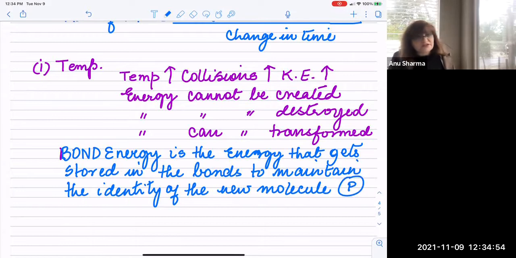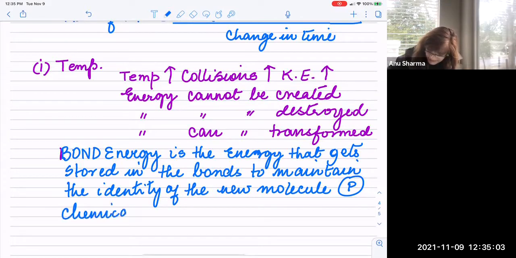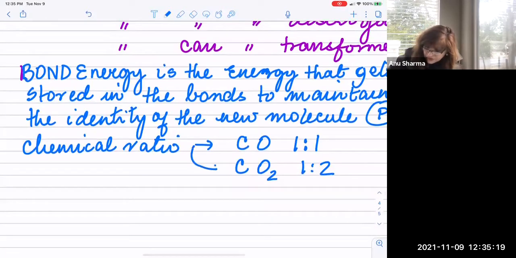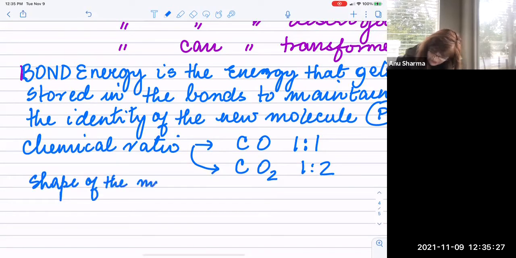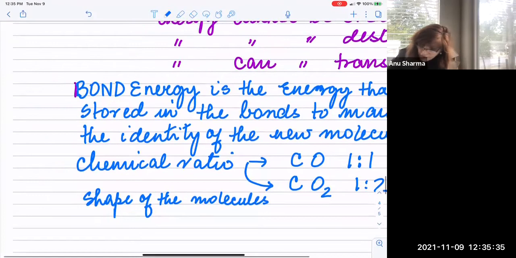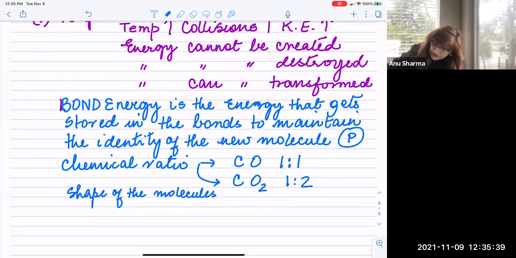Okay, and that identity means the chemical ratio in which the atoms are, right? For example, carbon and oxygen is a 1:1 ratio in carbon monoxide, but carbon and oxygen in carbon dioxide, CO2, is a 1:2 ratio. Two of them are very different molecules. So in order to maintain that ratio, we need the energy. In order to maintain the shapes of the molecules, we need the energy. So bond energy is the energy that gets stored in the bonds to maintain, first of all, the identity of the new molecule, which is the product, and that identity is based on the chemical ratios in which the atoms interact, then the shape of the molecule, right?